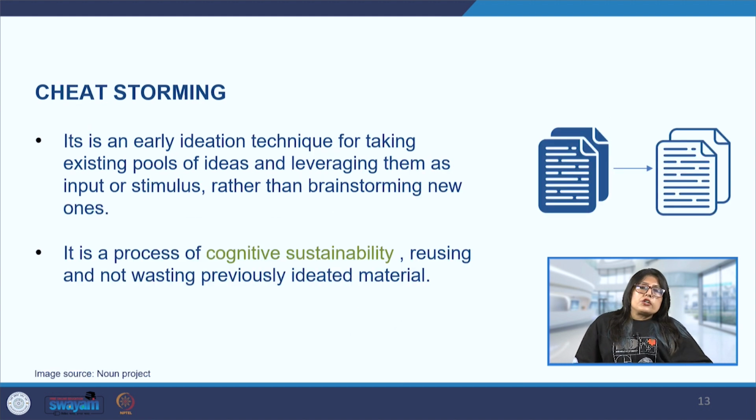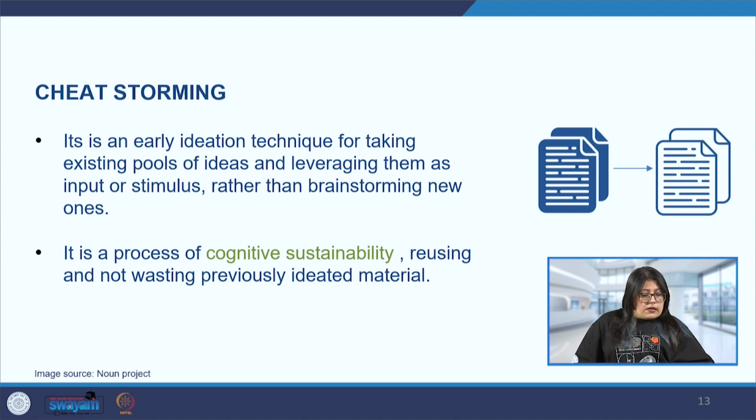So the next method is cheat storming. Now, as the name suggests, cheat, which is cheating. So here we are again storming our brains, but we are cheating a little bit in terms of taking some of the ideas that are already there. There is already a huge pool of ideas and solutions around us, which is working quite well. So in this method, we will be taking inspiration from or using some of those existing methods. That is why we call this cheat storming.